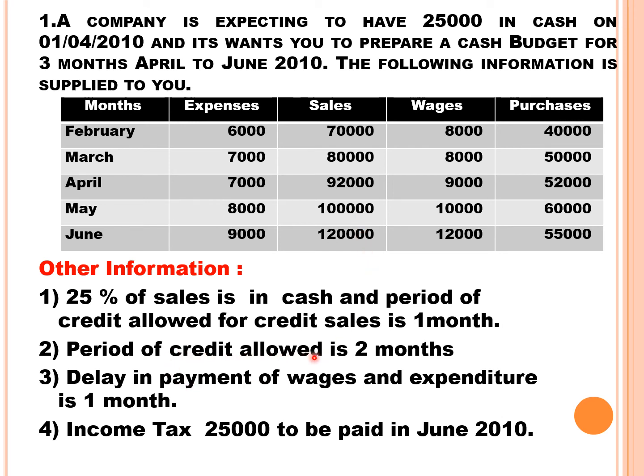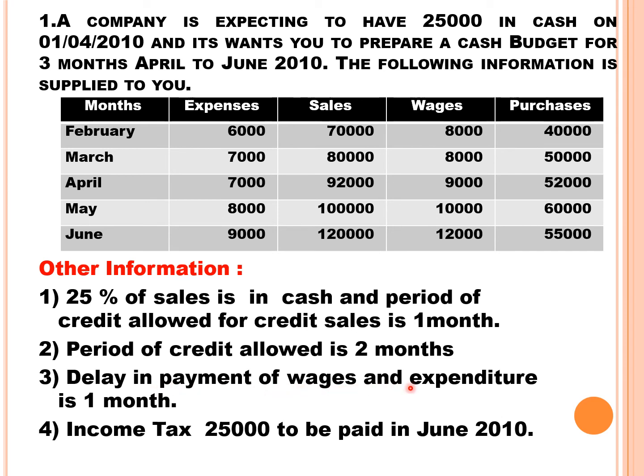Period of credit allowed by the supplier is 2 months. What is this 2 months? February purchase will be paid in April. March purchase will be paid in May. April 52,000 purchase will be paid in June. So you purchase this month, you will pay after 2 months.